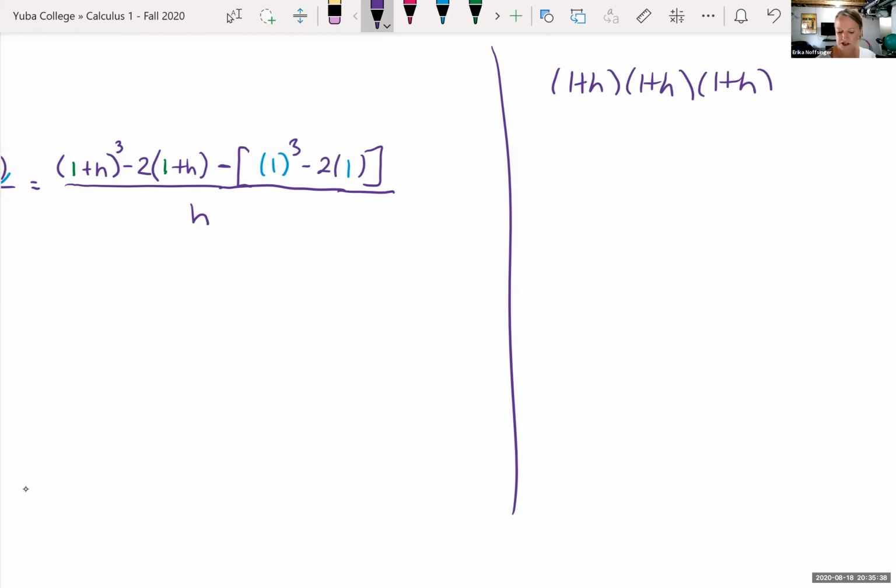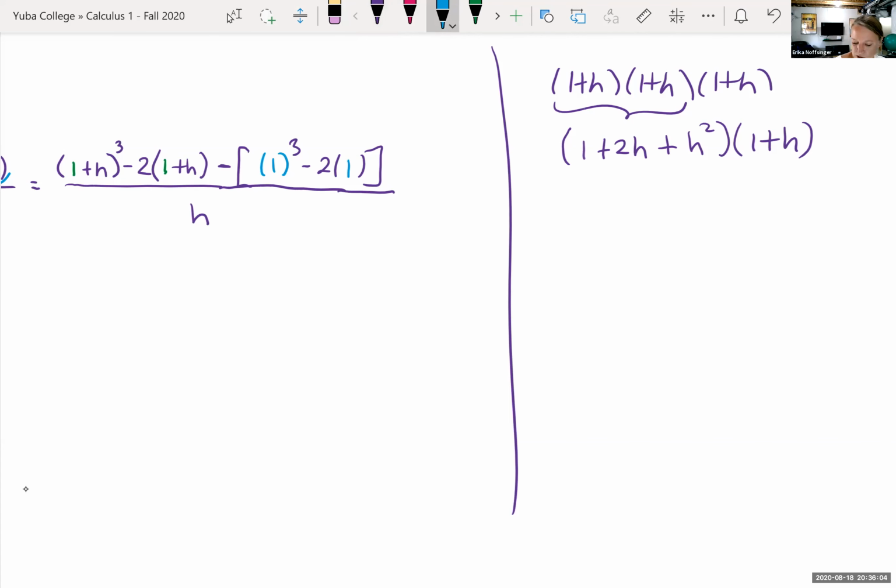So if I distribute first, just a 1 plus h times a 1 plus h, this gives me 1 times 1 is 1 squared, and an h plus an h, which will give me a 2h, plus an h times h is h squared. So now I need to take what I just found and multiply it by the other 1 plus h. So you can distribute.